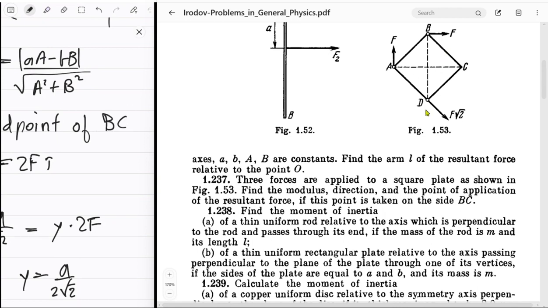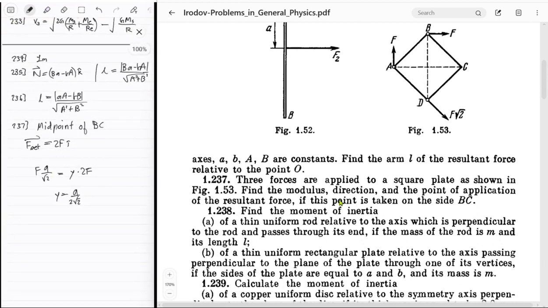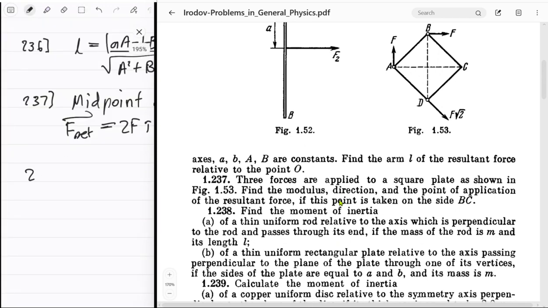And also what else do they want? Resultant force, the modulus, direction. I mean, we already know that thing. So F net is just this thing, and you got the point. Cool. Next, 238. Just wait a second.